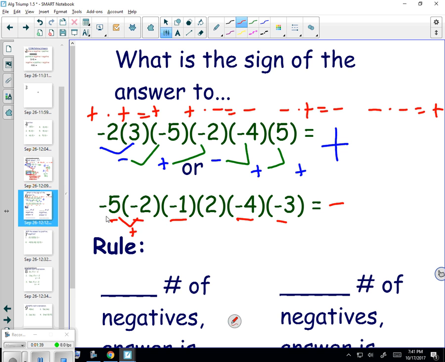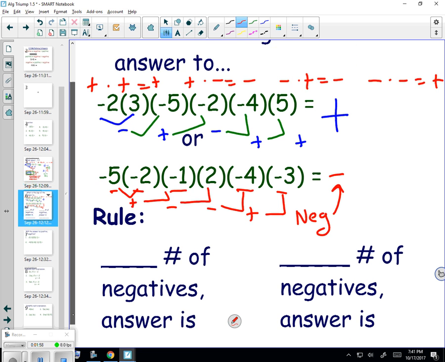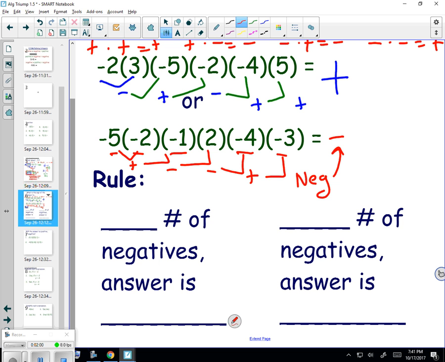Negative times negative makes a positive. Times a negative. Positive times negative is negative. Negative times positive is negative. Negative times negative is positive. Negative times positive is negative. We get a negative answer with 5 negatives. So it turns out we have two rules.